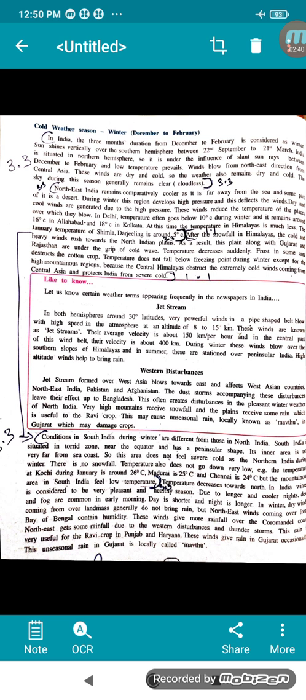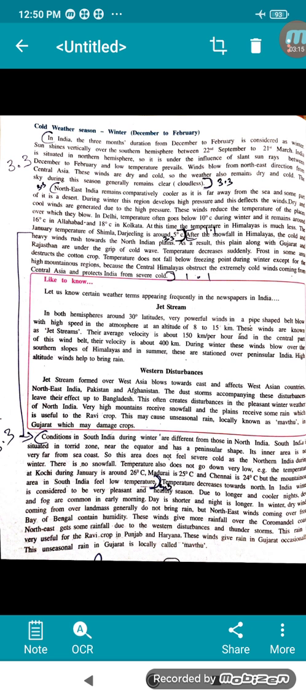Wind is blowing from the northeast direction from Central Asia. These winds are dry and cold, so the weather also remains dry and cold. The sky during this season generally remains clear without clouds. Northern India remains comparatively cooler as it is far away from the sea and some part of it is desert. If you observe the upper part of our country, some areas are desert and they are away from the sea, so it is very cool there.